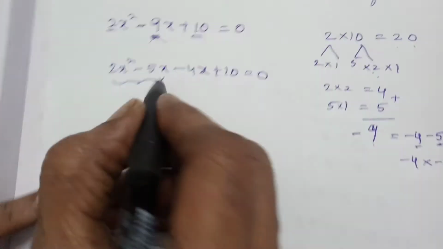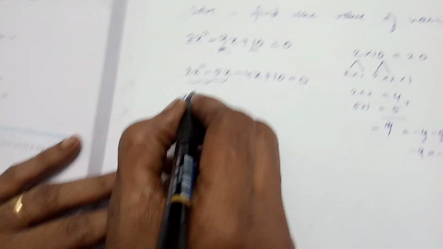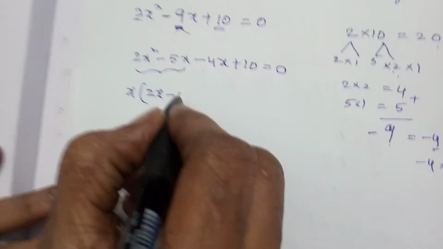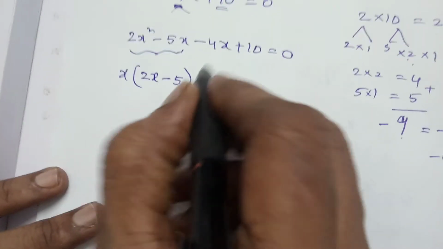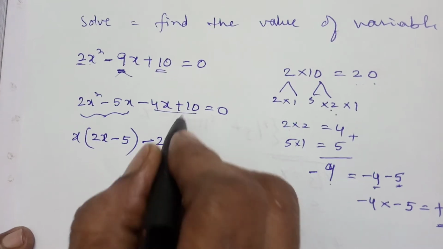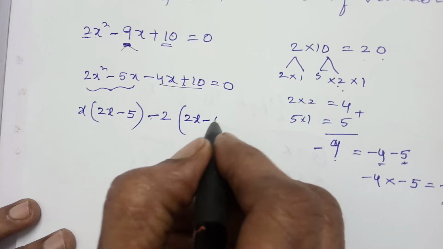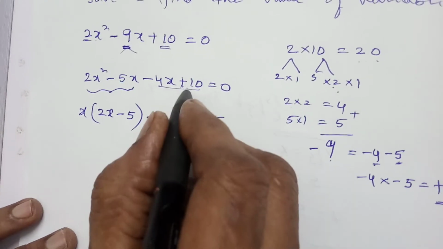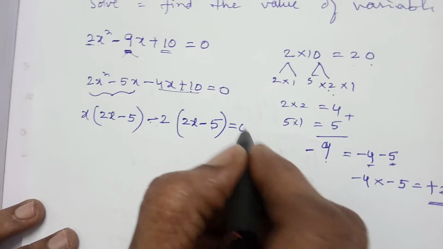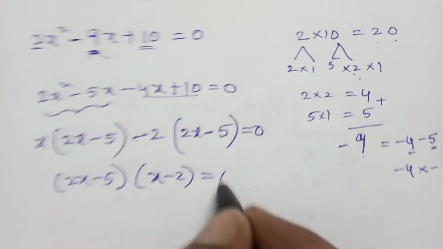Now what is common here? No numerical common, x is common, so 2x, the remaining is minus 5. Now what is common here? Minus 2. So 2x minus 5, and taking minus 2 outside, the other one will be minus 5, since minus 2 into minus 5 is plus 10, is equal to 0. Now 2x minus 5, and what is the remaining? x minus 2 is equal to 0.